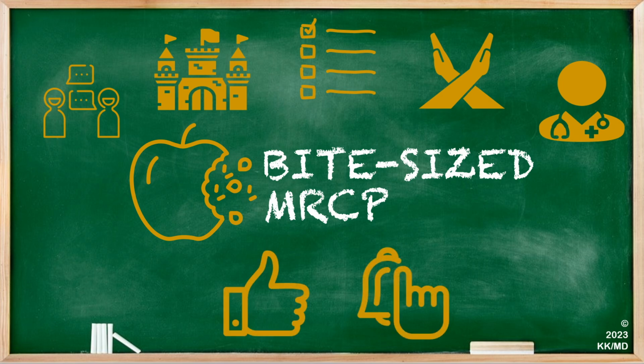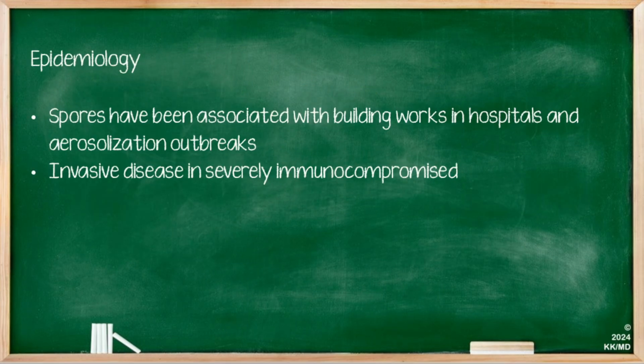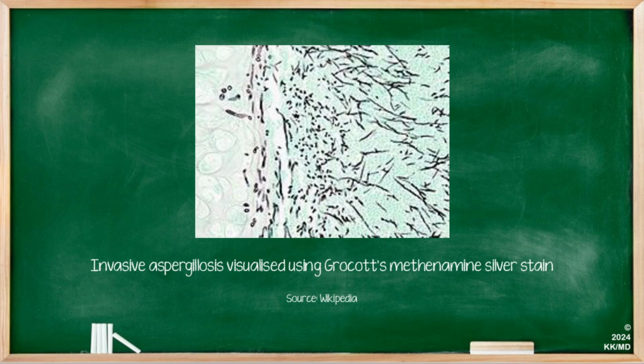Now, without further ado, let's get into today's topic, which is aspergillosis. Aspergillosis spores have been associated with building works in hospitals and aerosolization outbreaks. Invasive disease is seen in the severely compromised. Human infection is caused by the Aspergillus fumigatus fungus, which is a spore-forming mold and is ubiquitous in the environment. It's predominantly transmitted by inhalation of spores. Here we have an image of invasive aspergillosis visualized using Grocott's methenamine silver stain.